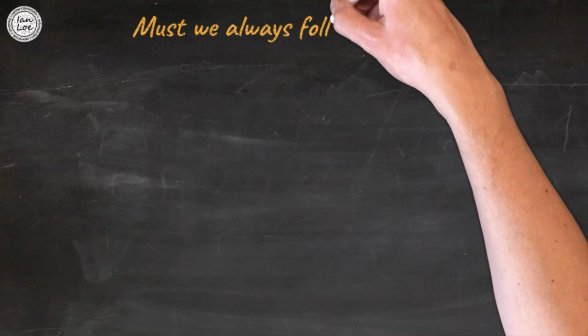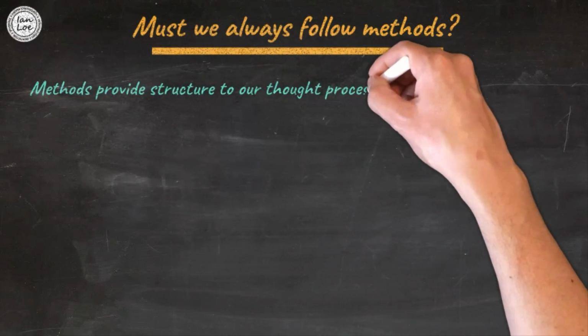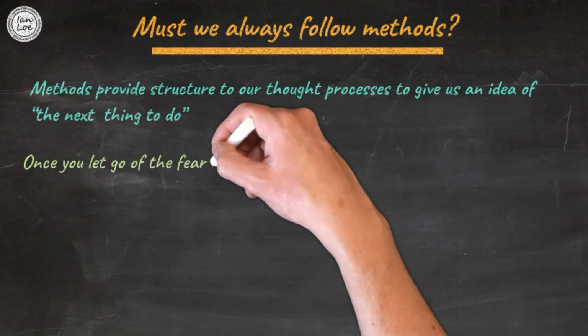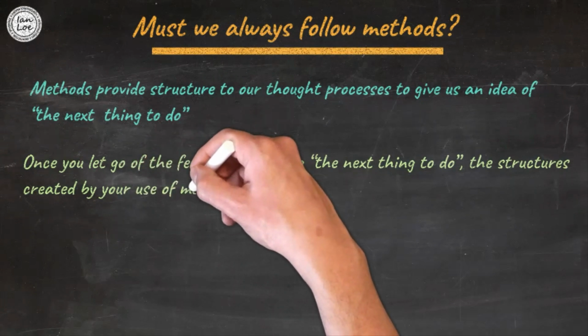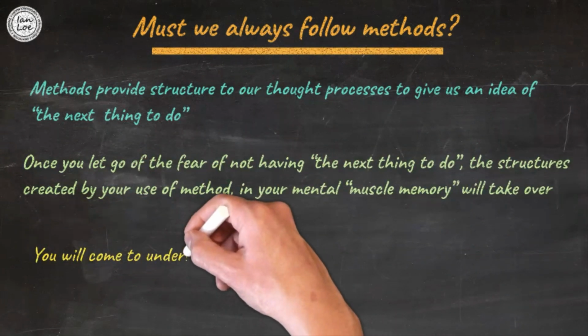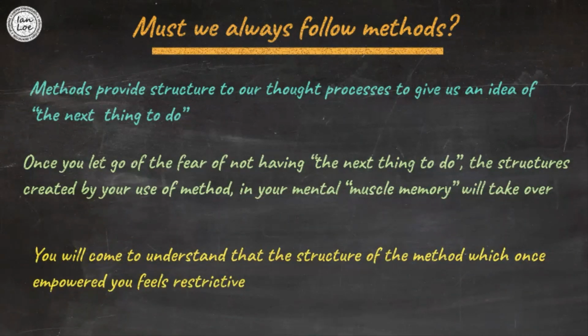I often get asked, must we always follow methods? Methods provide structure to our thought processes to give us an idea of the next thing to do. Once you let go of the fear of not having the next thing to do, the structures created by your use of method in your mental muscle memory will take over. You will come to understand that the structure of the method which once empowered you feels restrictive. This is the breakthrough point at which your creativity is freed. But you really have not left method behind, it still informs what you do.